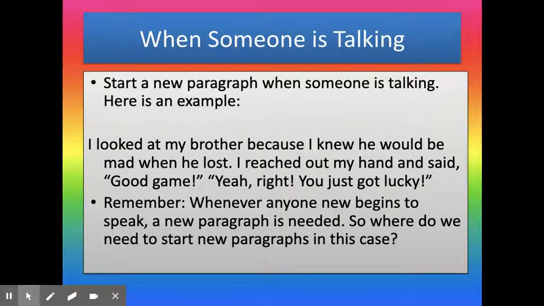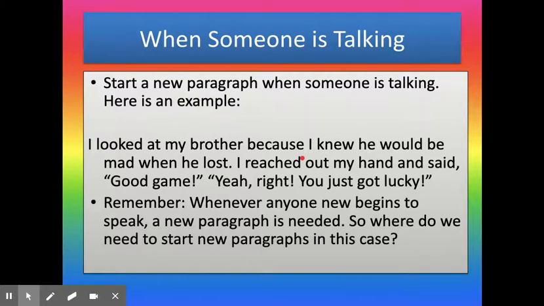Let's highlight them so we know where they are. New person talking, new person talking, new person talking. Here's a new person talking. But she's still talking here. So we do not start a new paragraph. Okay.